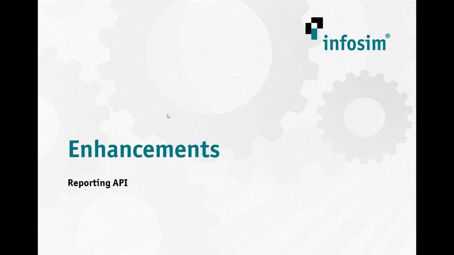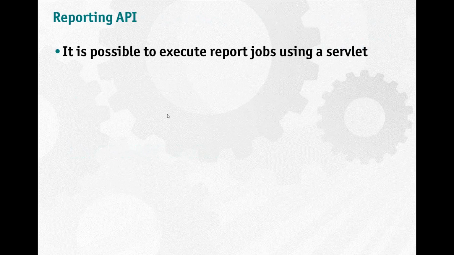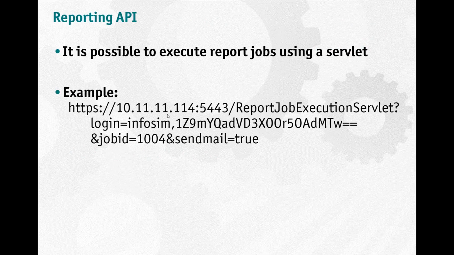We also did some enhancements to our reporting API. We added another servlet which allows executing report jobs by simply calling a URL. So for example, we have this URL executing a specific report job with this job ID. This job ID has to be taken from your StableNet installation. You can add the ID to this URL, and you can also decide to send the generated report via email. So if you specified email recipients in the job, you can decide to send this report automatically.